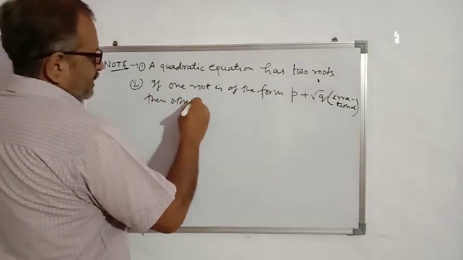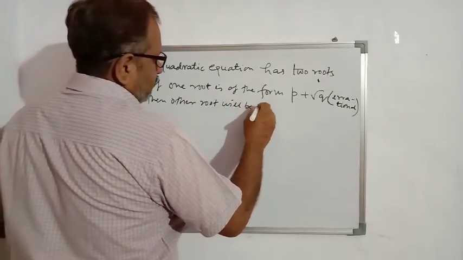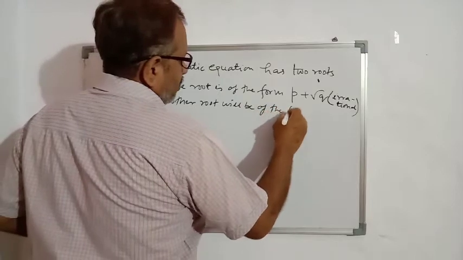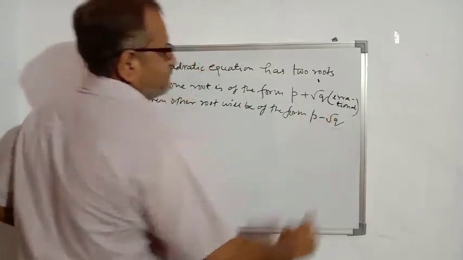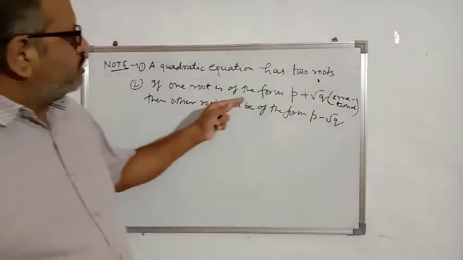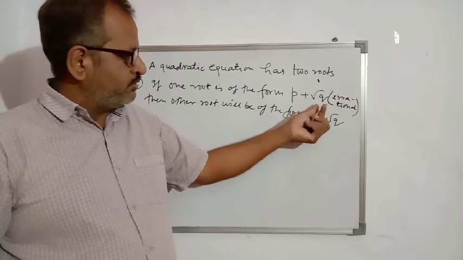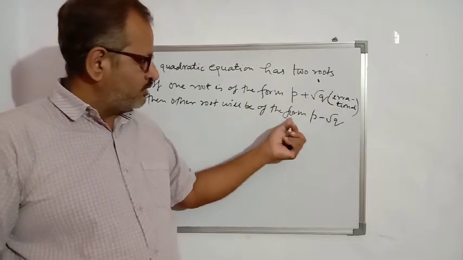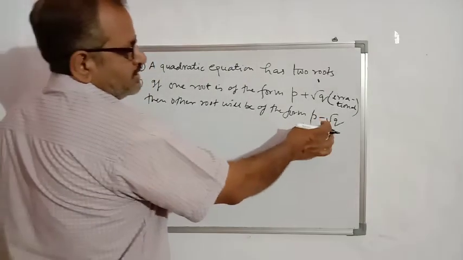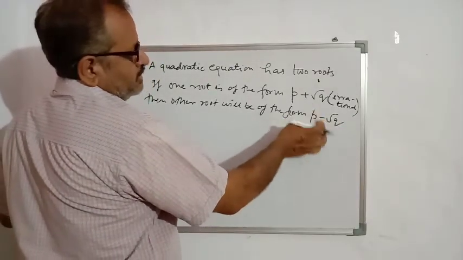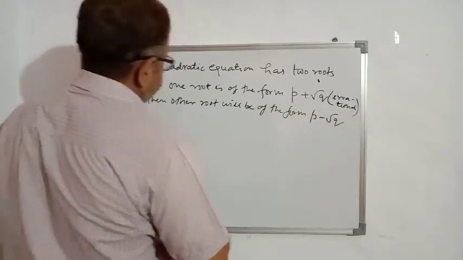the other root, means second root, will be of the form p minus root q. So if one root of the quadratic equation is irrational of the type p plus root q, then the other root will be p minus root q, means irrational conjugate. So if one root is irrational, next will be irrational conjugate.